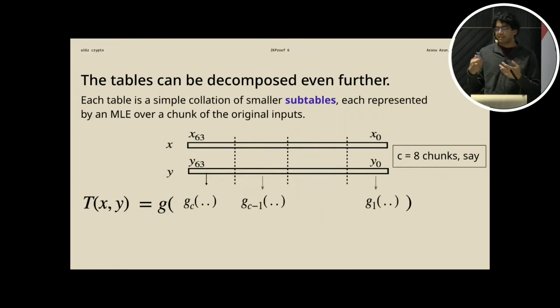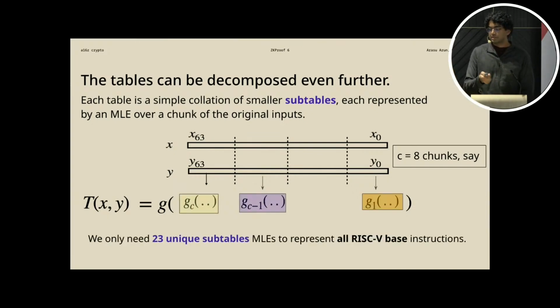Turns out we can also get a slightly better or more favorable representation for us. Instead of just a polynomial over the bits of the inputs, you can chunk the inputs, feed each chunk to its own smaller polynomial, which we call subtables, and then combine them together to get the main table. Right, so for a 64-bit operand, we have like 8 chunks and so on. And it turns out that you only need 23 unique subtables to represent all RISC-V instructions. So basically, these small 23 subtables span every RISC-V instruction, at least in the base set that we need.